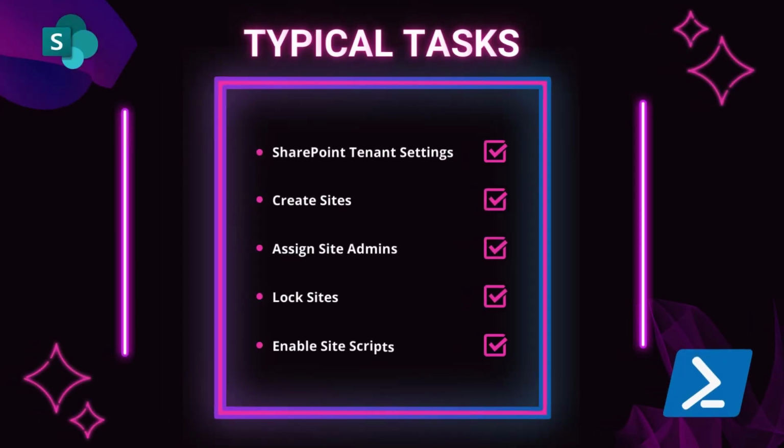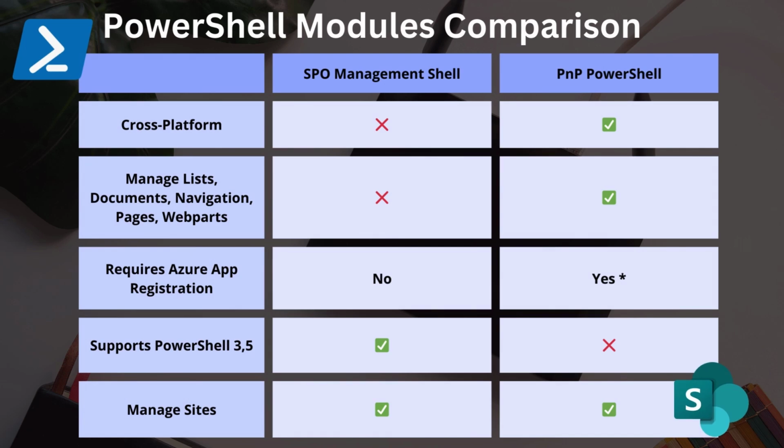So here's what I typically use this module for: changing SharePoint tenant settings, creating SharePoint sites, assigning site collection administrators, locking sites, registering hub sites, enabling site scripts, and creating site app catalogs. If you're still trying to decide which PowerShell module to choose, take a look at this comparison table.